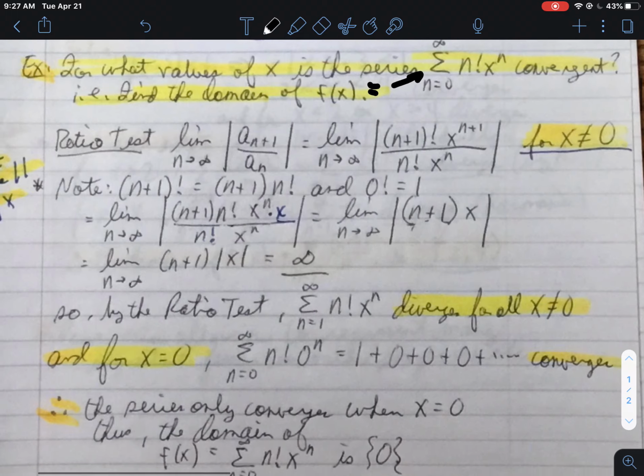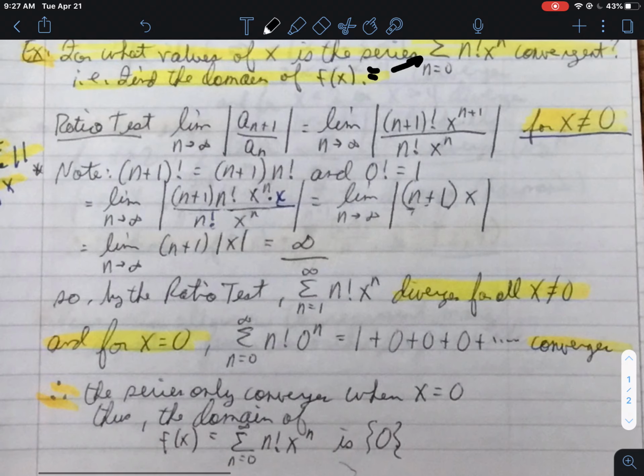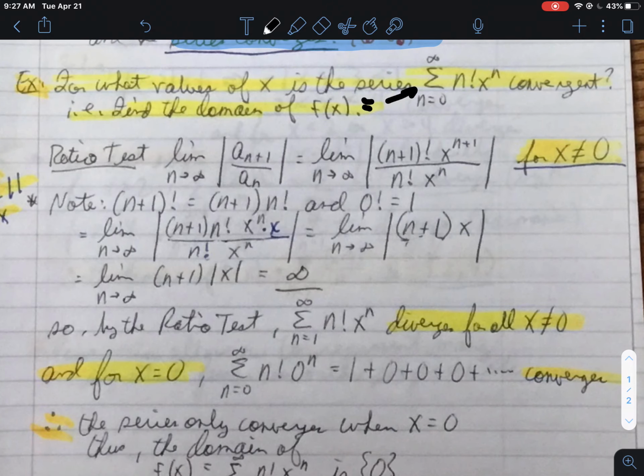So I'll plug it into the ratio test. Now again, ratio test, limit as n approaches infinity of a sub n plus 1 over a sub n. So a sub n plus 1 would be n plus 1 factorial times x to the n plus 1. A sub n would be n factorial times x to the n. Now that's in absolute value.